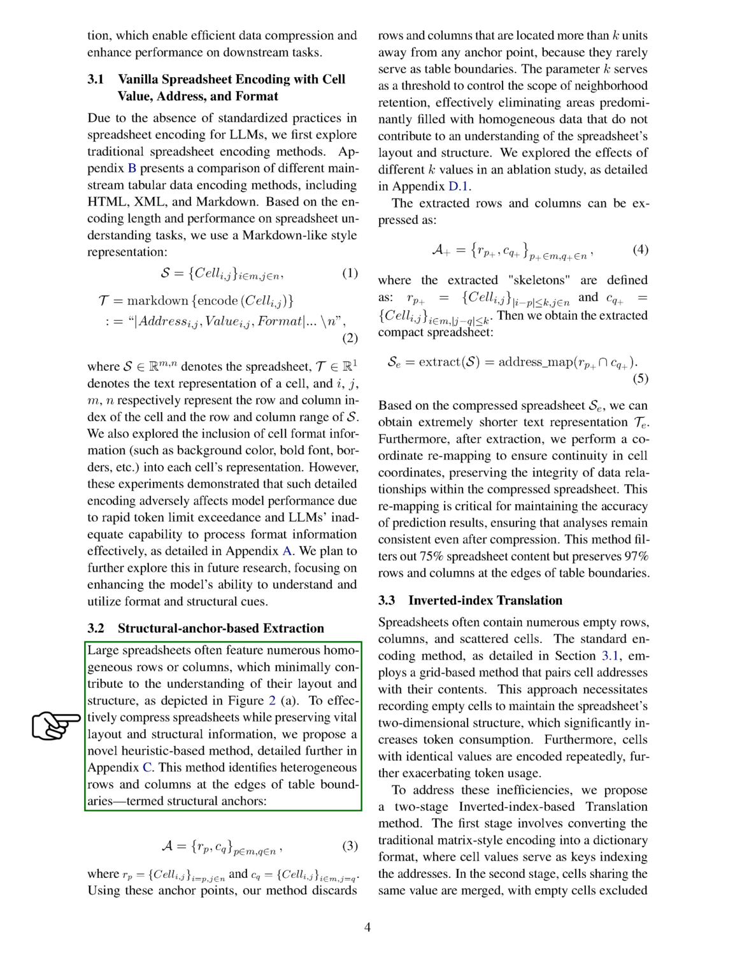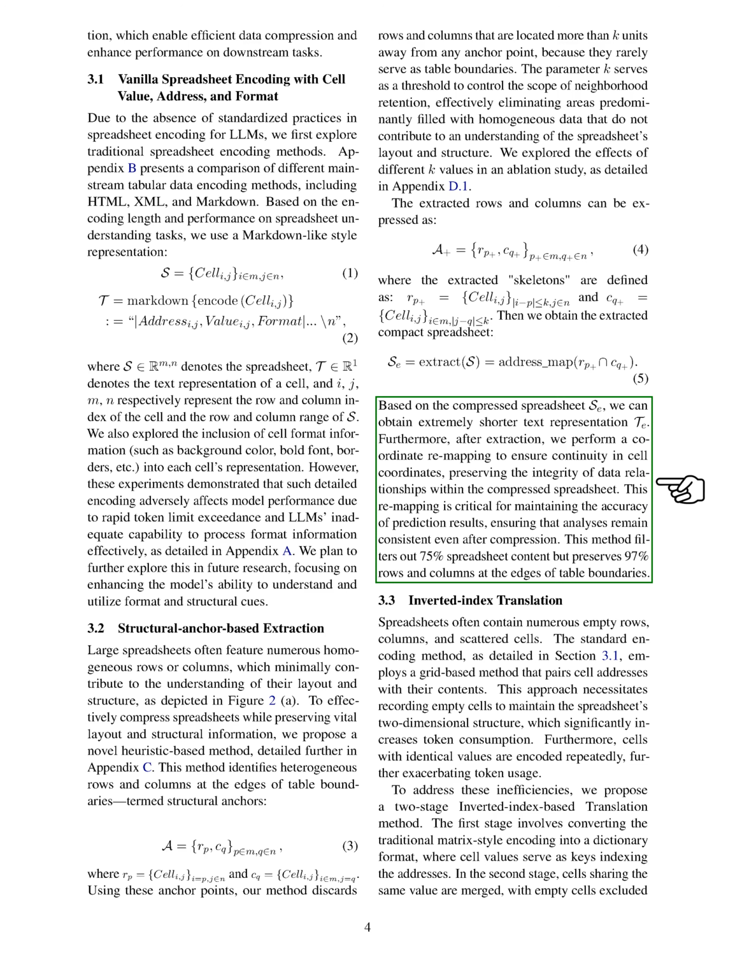This method identifies heterogeneous rows and columns at table boundaries, known as structural anchors, and discards rows and columns that are distant from these anchors beyond a specified threshold. By extracting these structural anchors, we can compress the spreadsheet while retaining essential layout and structural information. This method filters out a significant portion of spreadsheet content while preserving the integrity of table boundaries.